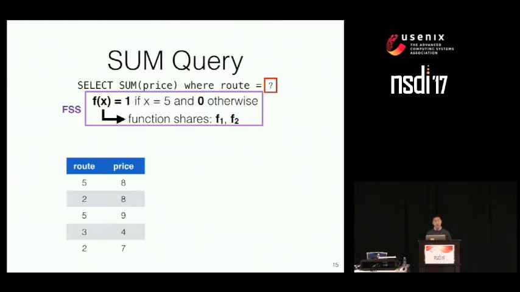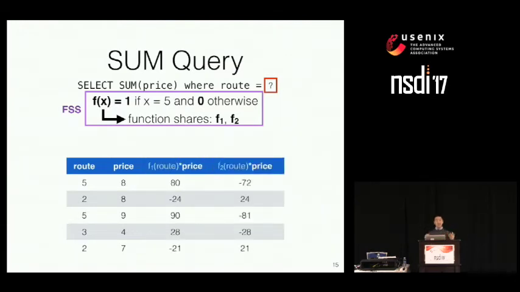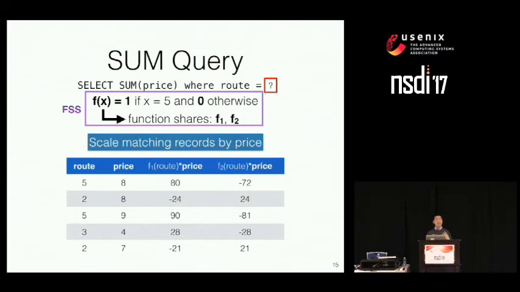On the providers, we do a similar thing as count and apply the function shares to each route record. Except in addition to evaluating the function share on each route record, we multiply the output with the corresponding price. And because FSS is additive, this essentially has the effect of scaling the matching records by the price. Then the providers add up all the results, send them back to the user, who sums them up and gets the final answer to her query.